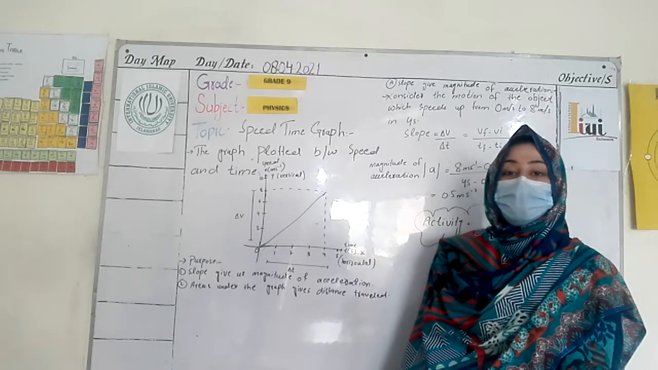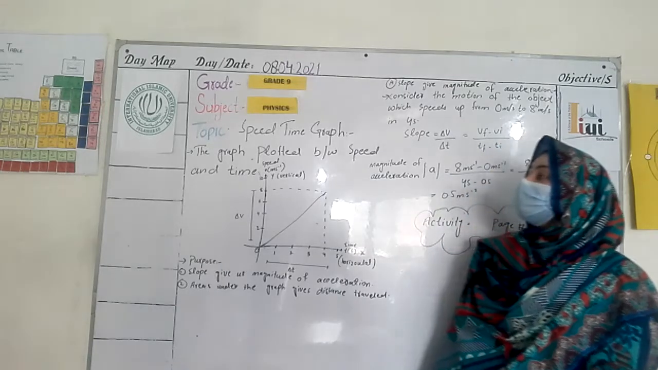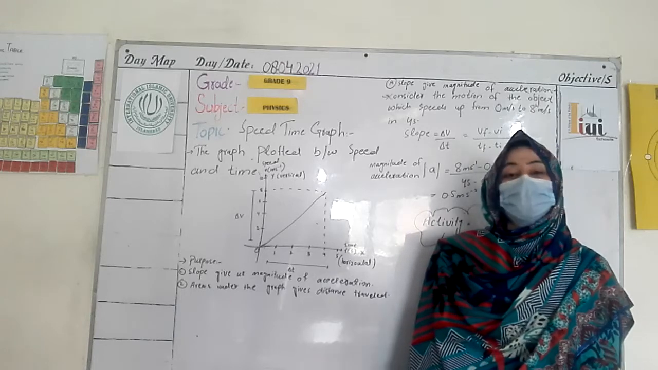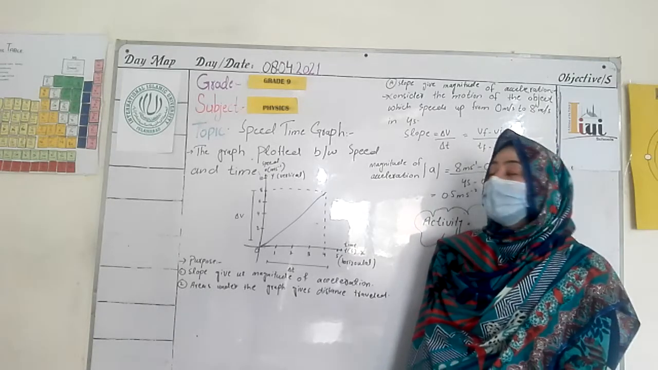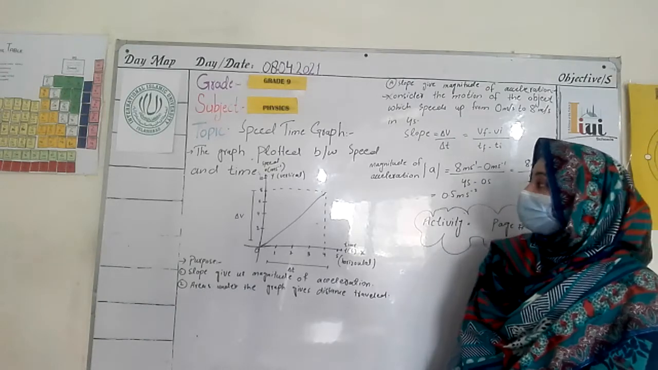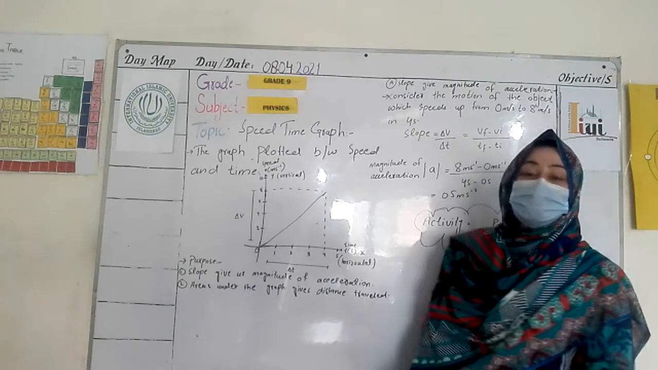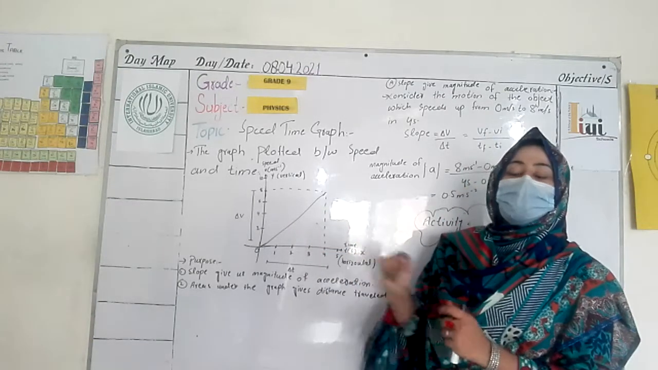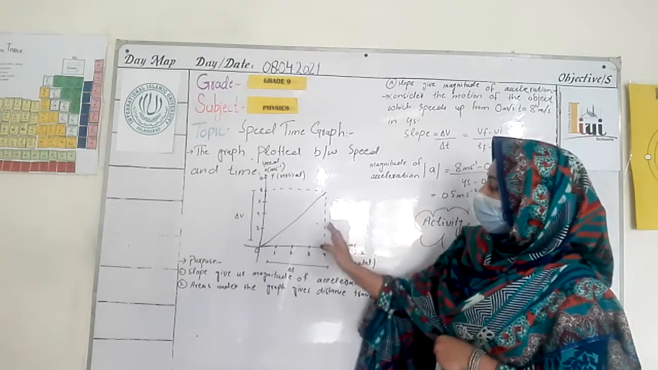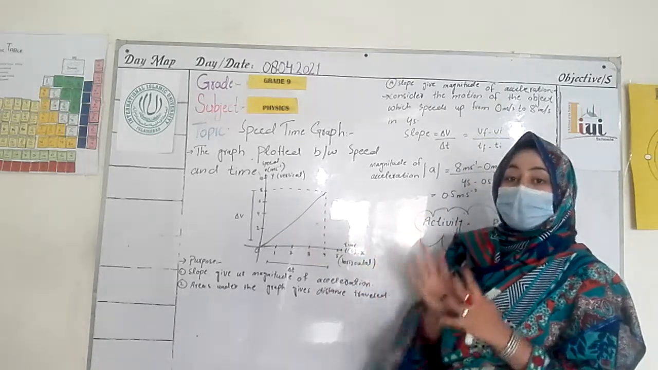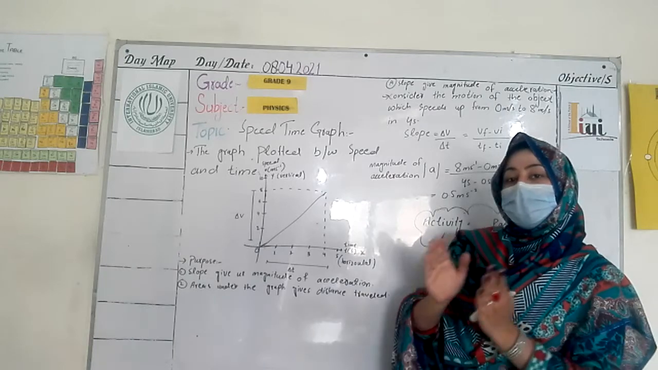We have a class of physics, and today we study the speed time graph. As you know, we have started the graphical analysis of motion. So today we study the speed time graph. What is a speed time graph? It is the graph plotted between speed and time. Here you see I have drawn some types of graphs for you that show speed and time and their slopes.